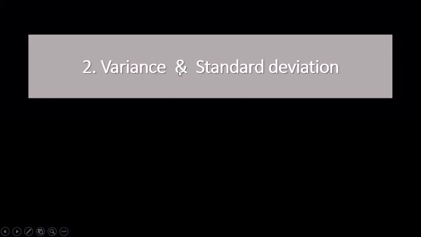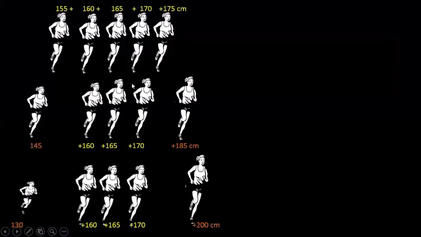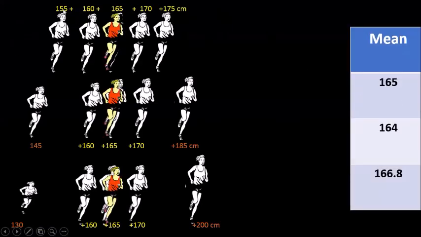Now, what about the standard deviation and variance? Suppose we have a group of 5 persons. This is the height of the 5 persons. If you want to have a mean for this group, I add these numbers, divide them by 5, and we get the mean, 165. Now, we have another group of 5, but the first one is taller and the last one is shorter. Again, if you want to know the mean, I add these heights, divide them by 5, and we get this value as the mean.